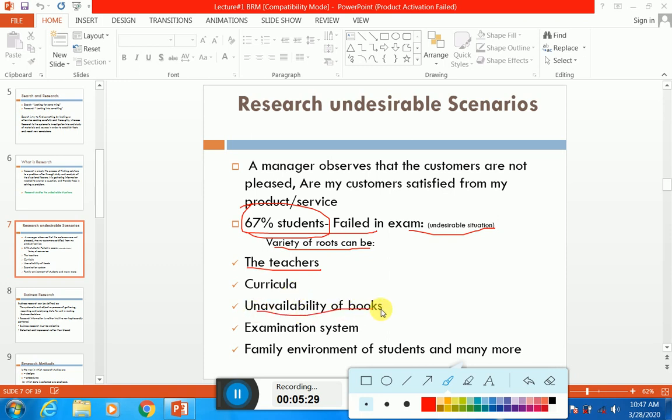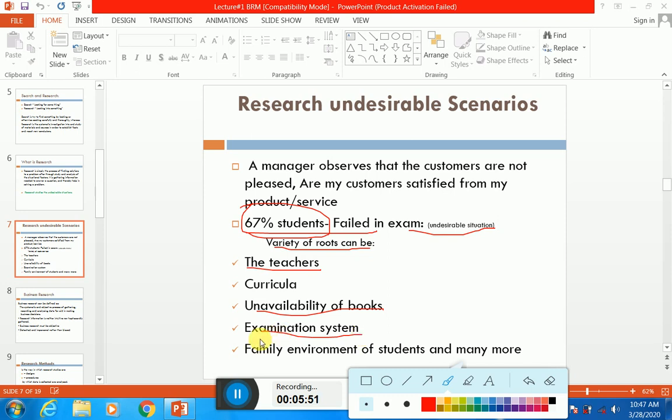Next, unavailability of books. Whatever books were mentioned by your tutor might not be available in the library. You didn't get any of the handouts from the teacher. Examination system: might be the examination system was unfair.